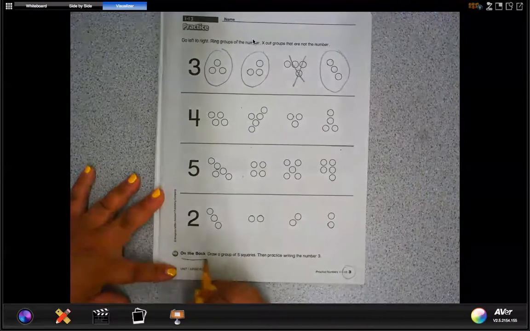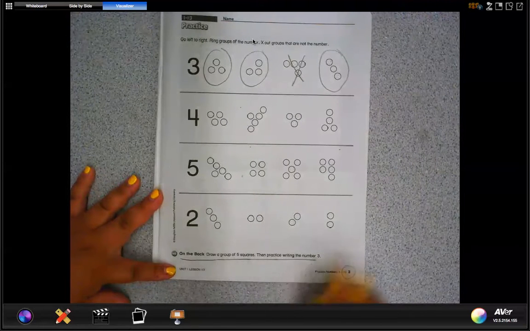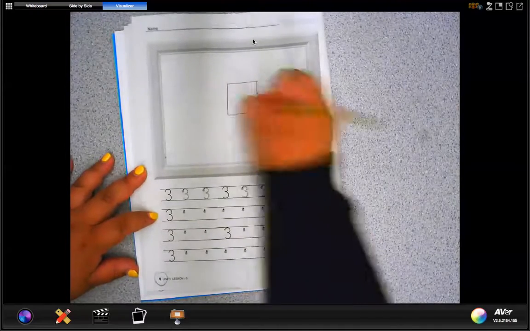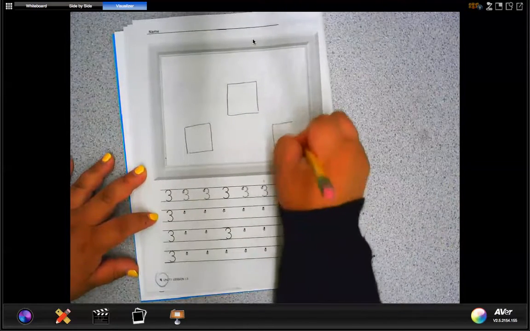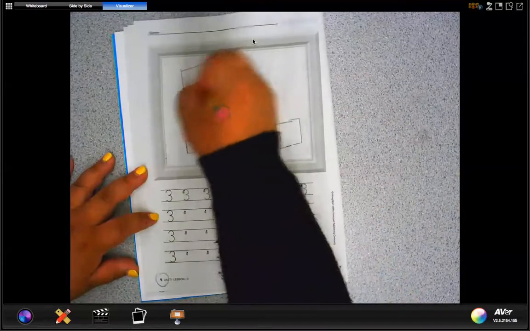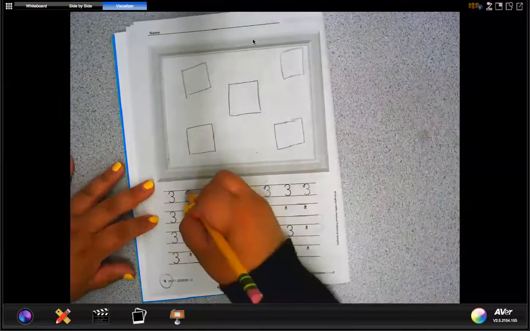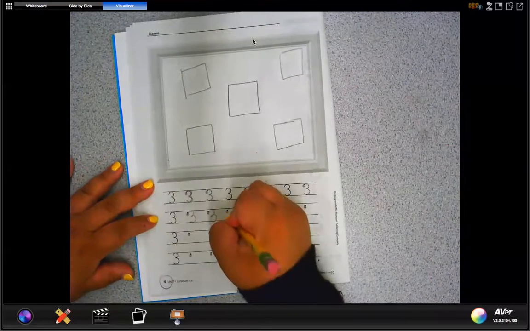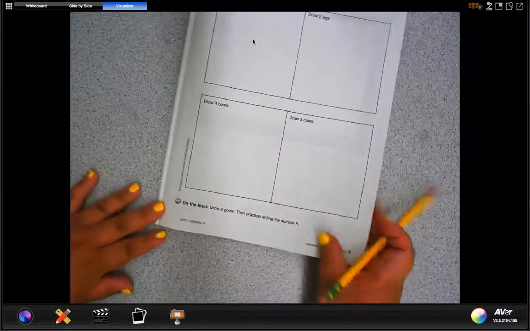Remember, the directions on the back are here. It says draw a group of 5 squares, then practice writing number 3. So flip it over. 5 squares. Remember, a square has equal sides, so try to make them as equal as you can. So there's my 5 squares. And then you practice writing the number 3. Two half circles. Okay, and then that's the end of the pages I have to do for today.